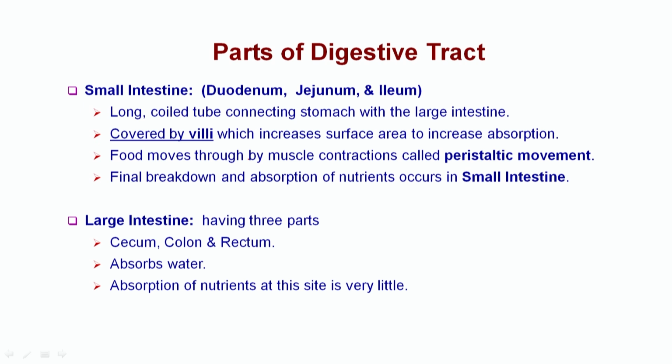The large intestine is again divided into three parts: cecum, colon and rectum. It absorbs mainly water. Absorption of nutrients at this site is very little. The main absorption of nutrients takes place in the small intestine itself.